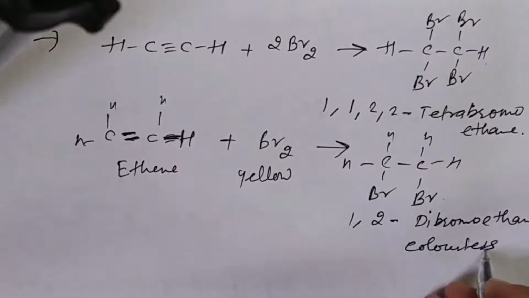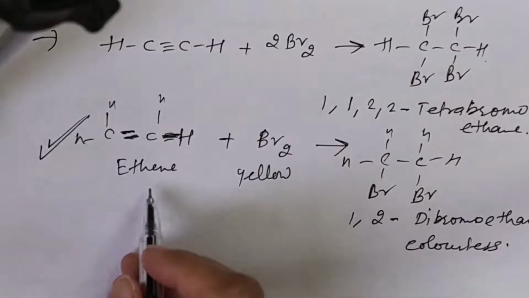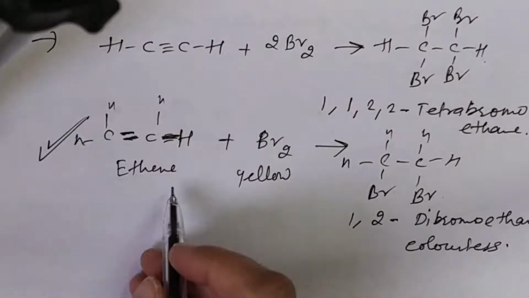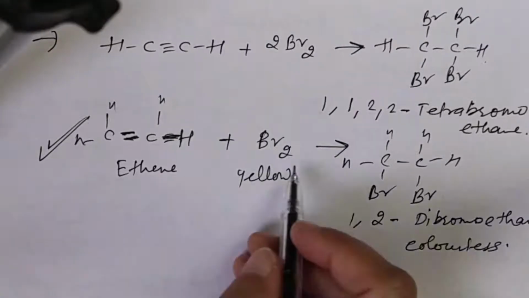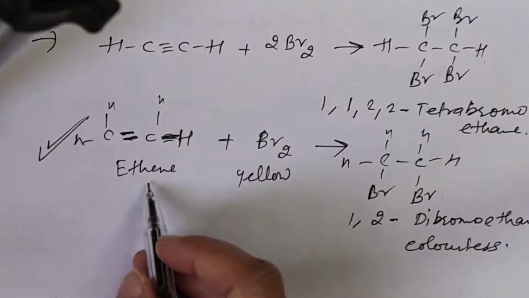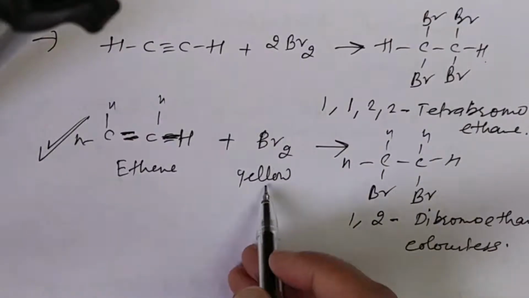This is how you can test this unsaturated ethene compound. See here, we have also done the lab test for unsaturation. If you pass bromine gas through ethene, then the yellow color will disappear.